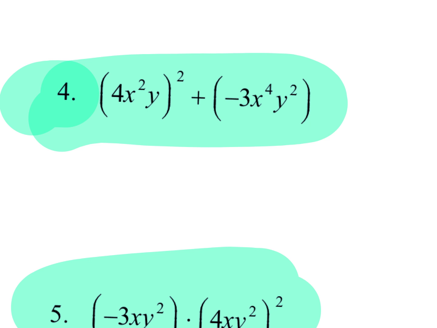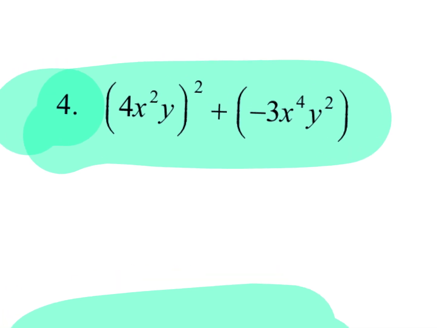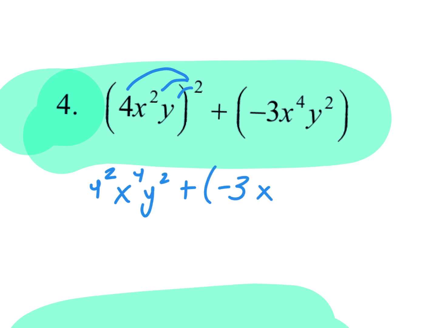What sign is in between these two? Parentheses. Addition. When you, at the end, in order to add, what do you have to have to make sure that you can add them together? Same variable, same exponents. Make sure you guys see this. So what do I have to do first? Distribute the 2. Okay, so the 2 is going here, here, and here. So I have 4 squared x to the 4th y squared plus negative 3x to the 4th y squared.